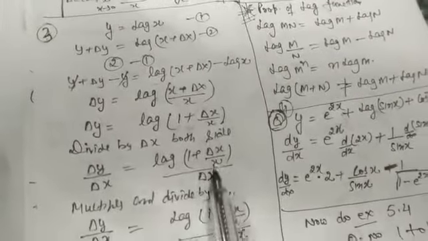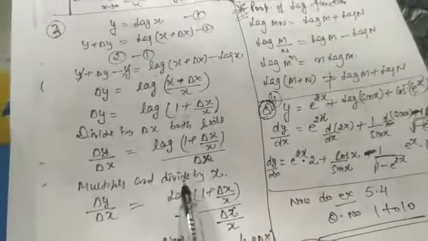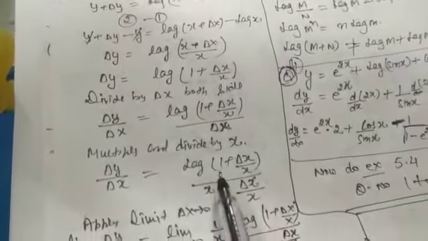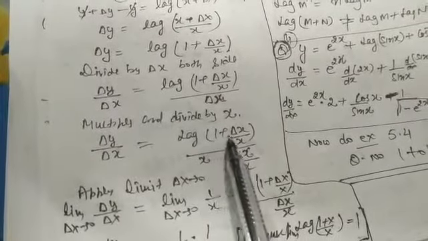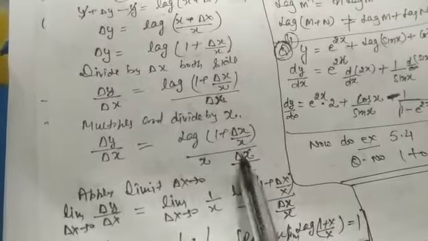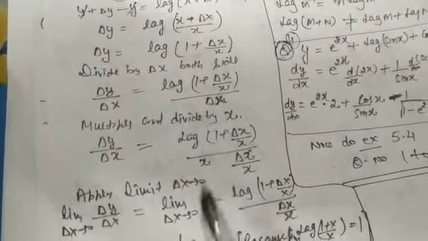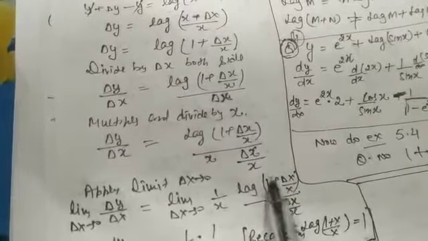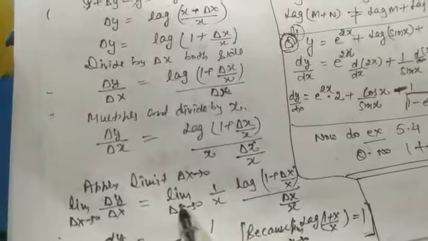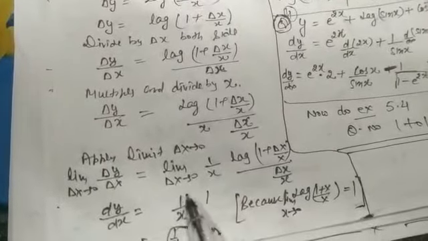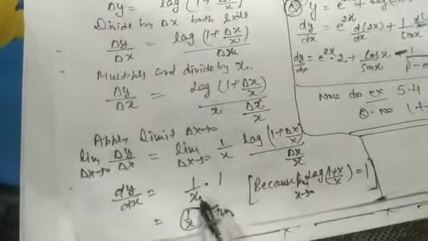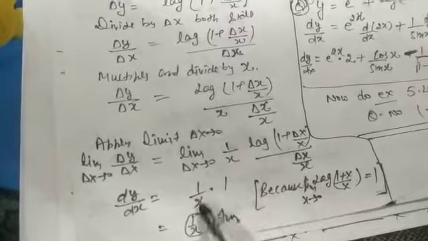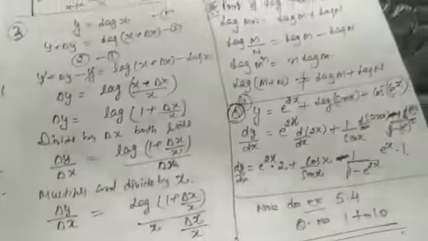Again divide both sides by delta x and then apply the limit. In this case, before the limit we multiply and divide by x, because in the case of log, the property is there: log of 1 plus x upon x, then this result is equal to 1. So we multiply and divide by x on both sides. Now the limit of log of 1 plus delta x upon x as delta x tends to 0 is equal to 1. So your answer is 1 by x. So the derivative of log x is equal to 1 by x, because this property makes the result 1.